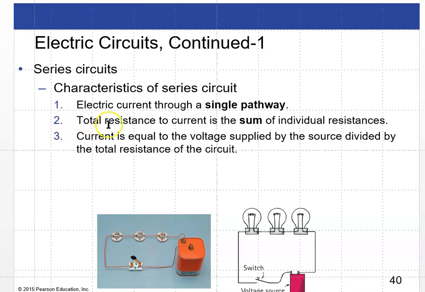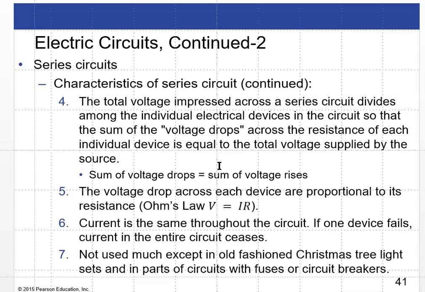So, as I say, the total resistance of the circuit is the sum of the individual resistances. The current is equal to the voltage supplied by the source divided by the total resistance of the circuit. Now, in series circuits, the total voltage you put across a series circuit divides among the individual electrical devices in the circuit, so the sum of the voltage dropped across the resistance of each individual device is equal to the total voltage supplied.